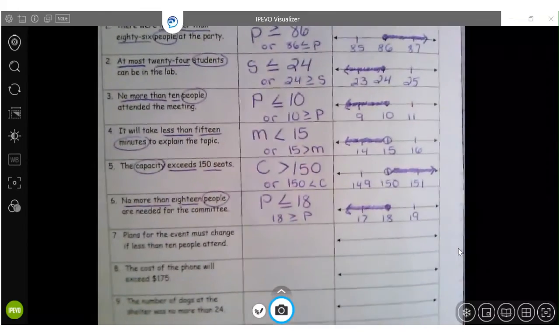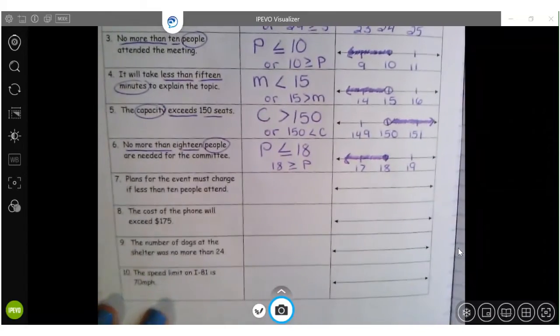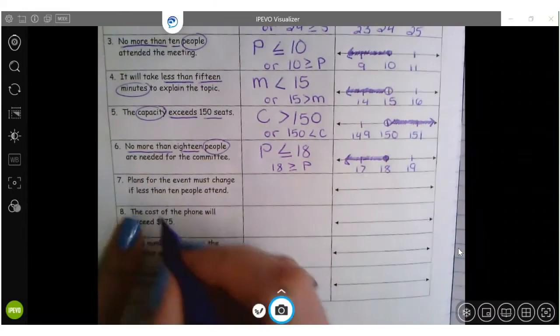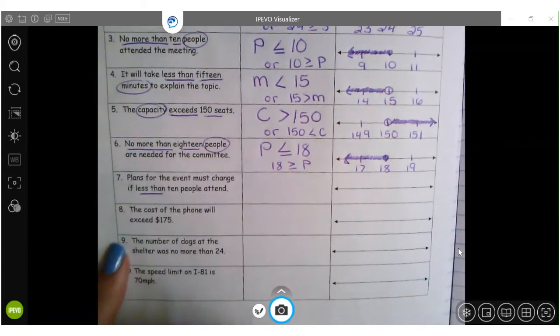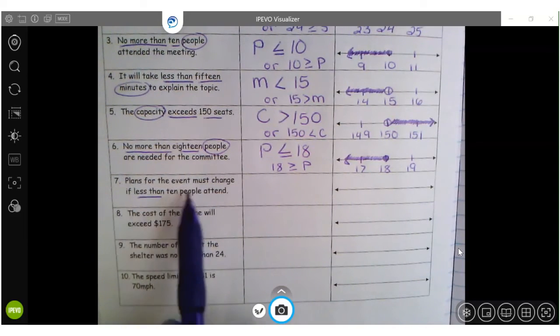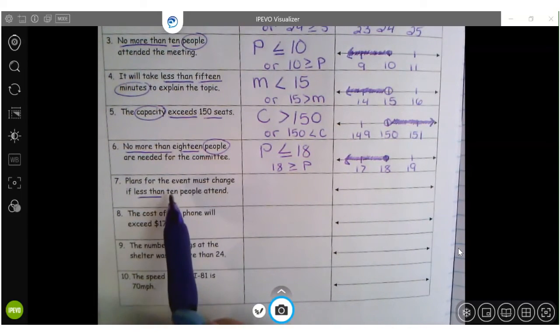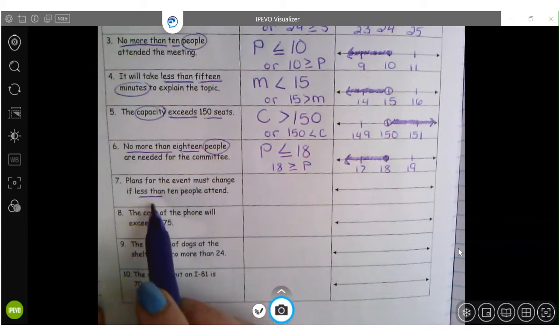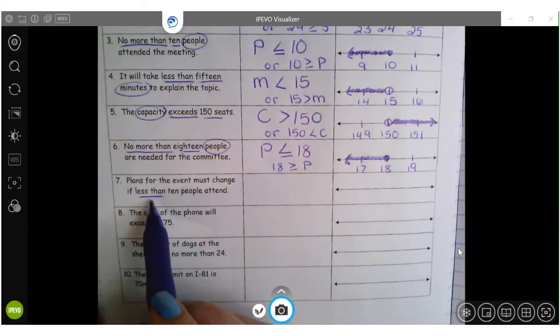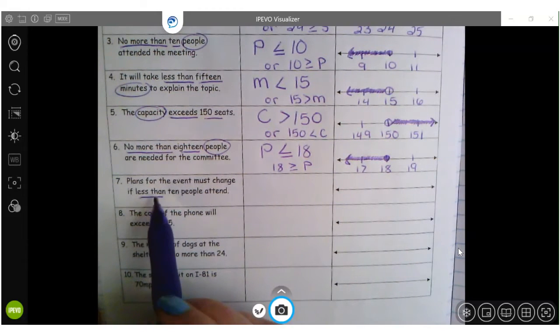Number 7. Now this is a tricky one. Plans for the event must change if less than 10 people attend. So I see less than, but you have to think about what this statement is saying. Would we probably want plans to change? Probably not. So we don't want less than 10 people to attend. We want, instead of less than 10 people, we would want at least 10 people, right?